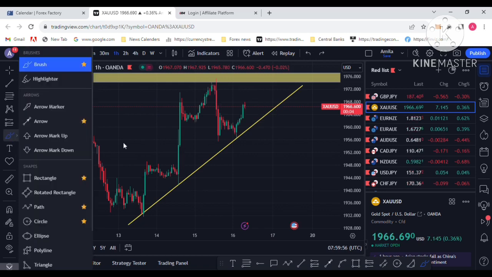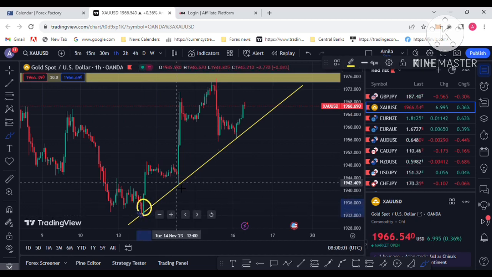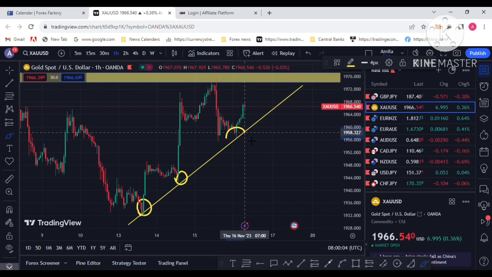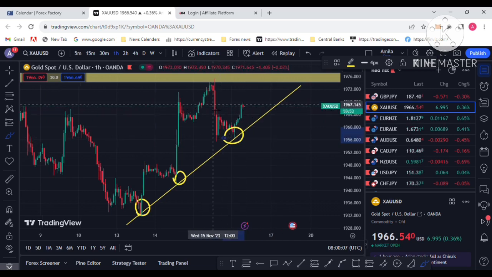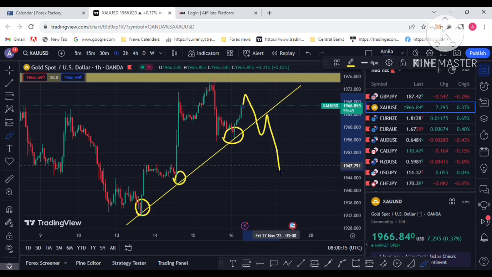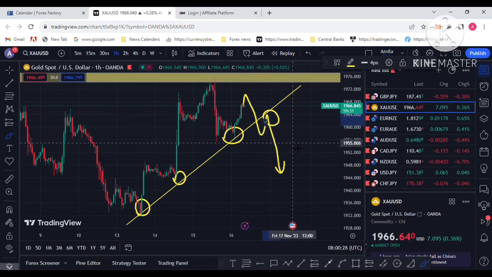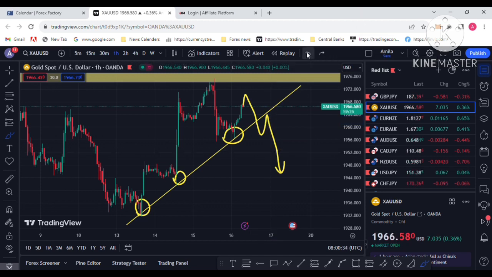So that is the kind of technical analysis I am seeing. This is the first touch, the second touch and the third touch on the trend line. So wait for the trend line breakout and the retracement. That retracement is your sell opportunity. That is another option for gold trading. So the 1960-65 level, the trend line breakout and retest level, is your sell opportunity.